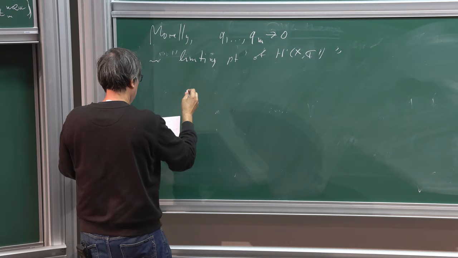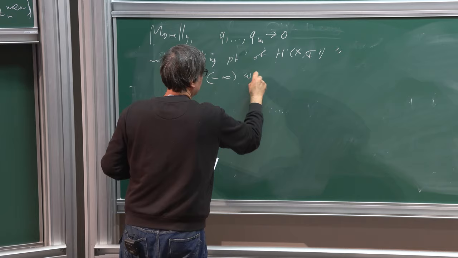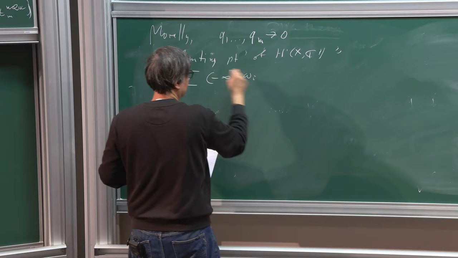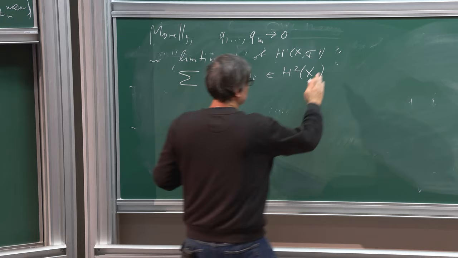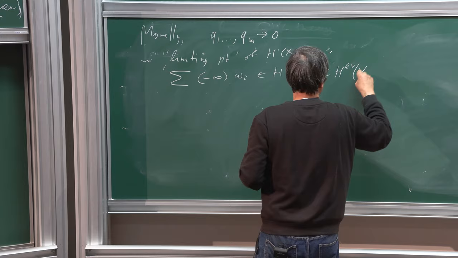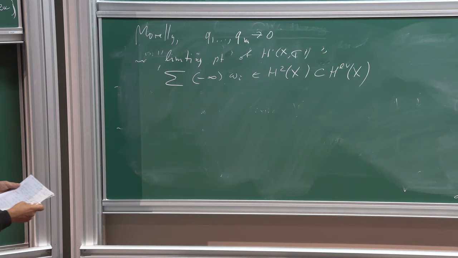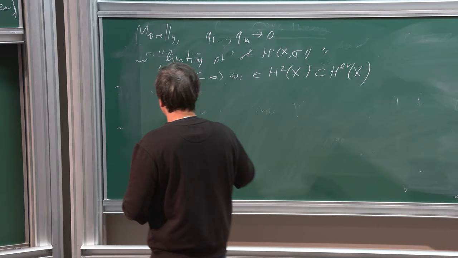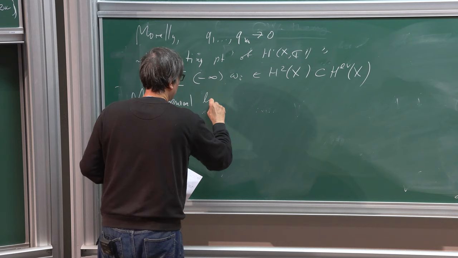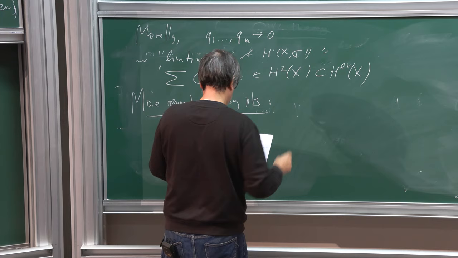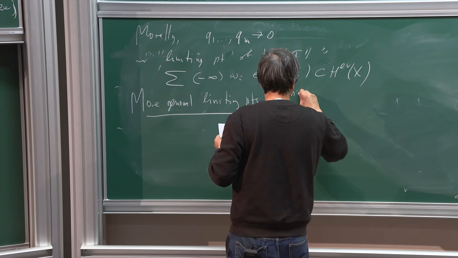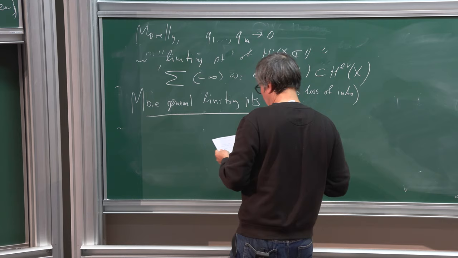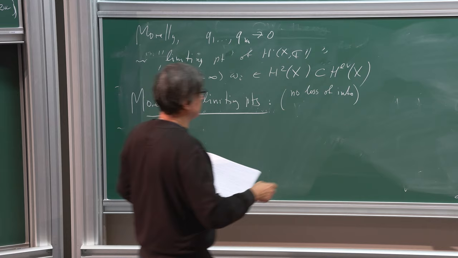Namely, what you do is consider the sum over ample classes with weight minus infinity in second cohomology, which is part of all even cohomology. Because the logarithm of zero is like minus infinity, or in absolute value, it's a real part of infinity. There are more general limiting points when one can make the expansion again, with no loss of information. And these more general limiting points are given by the following.